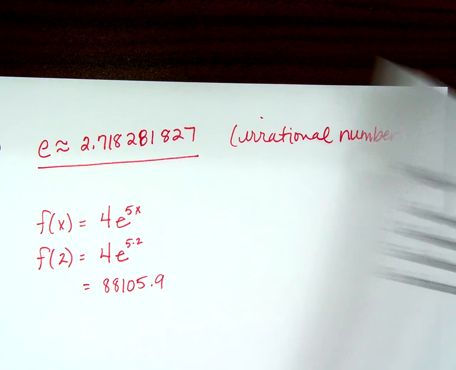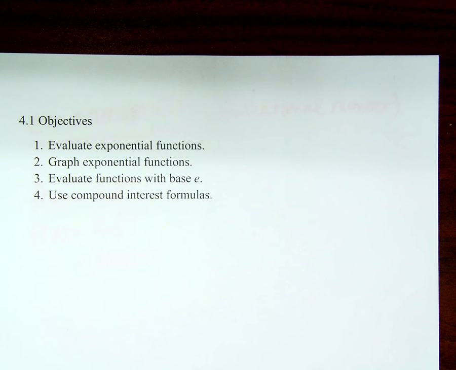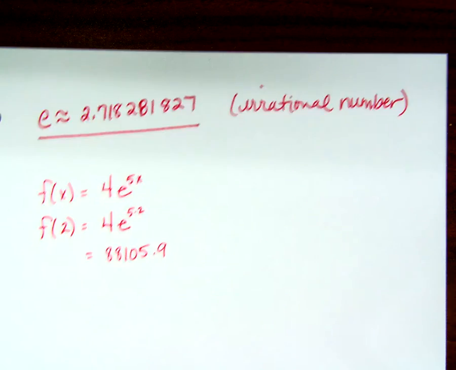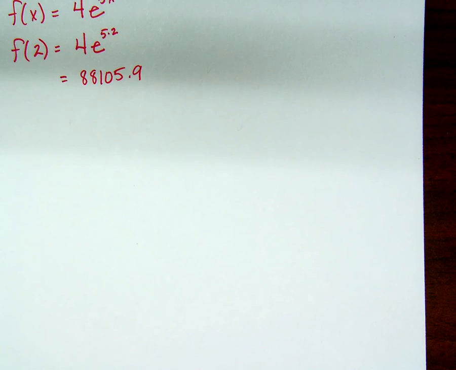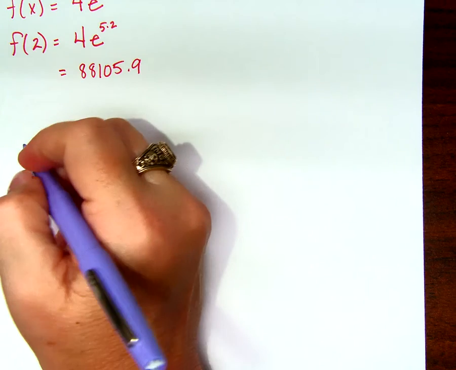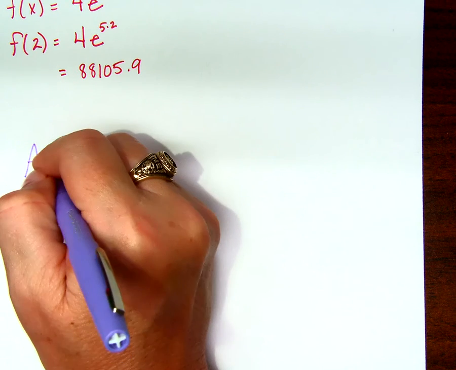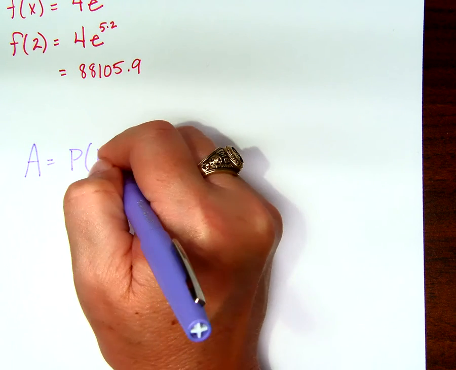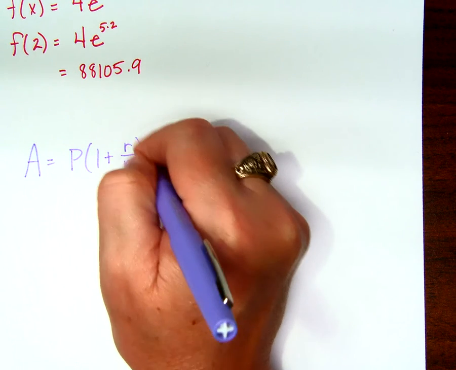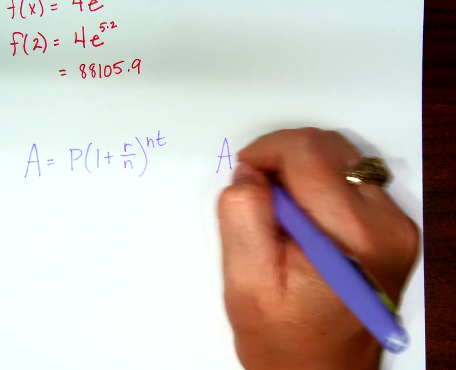And then the last thing that we have to do for this objective is we have to use the compound interest formulas. Okay? There's two that we're going to focus on. And I will make sure that you have these. These are not something I'm going to make you memorize. The two that we're going to talk about are this one and this one.